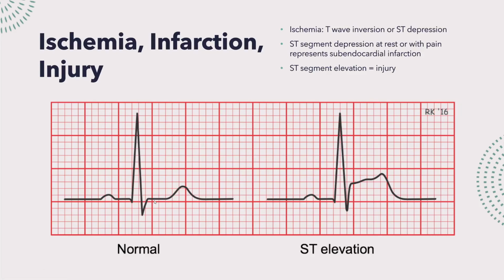If we see inversion or depression, infarction is occurring. Absolutely. It's most likely subendocardial. If we see elevation, that is certainly an injury. It can be different types of injury. One of them could be a transmural infarction, which is very bad. But bad injury has occurred in the heart when you see ST segment elevation.